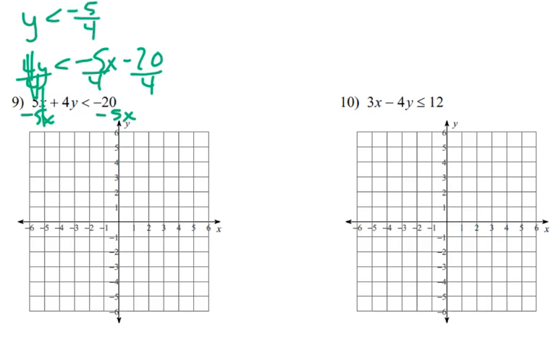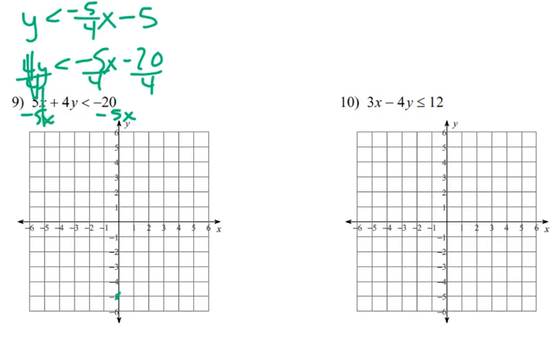Leave it as a fraction. 20 over 4, negative 5. So a negative slope and a negative y-intercept. So we start here. Then we know we're going to go in this direction. So we go down 5 to the right 4, or up 5 to the left 4.